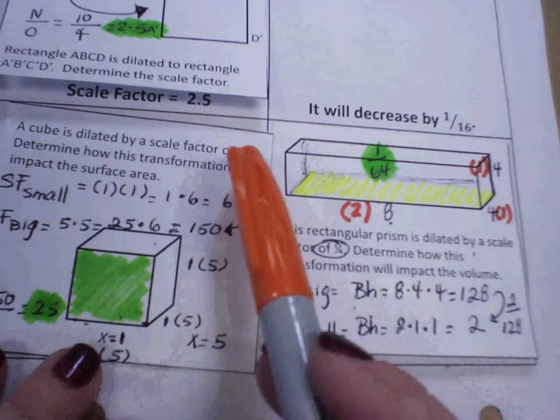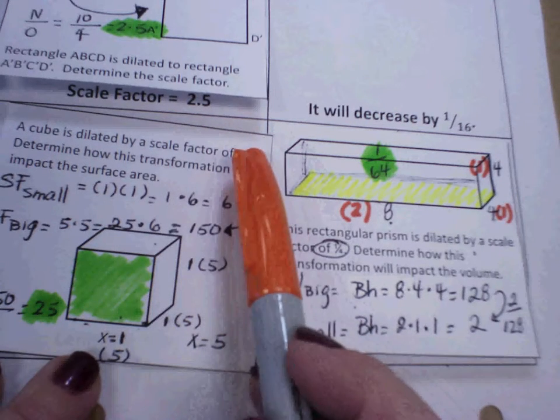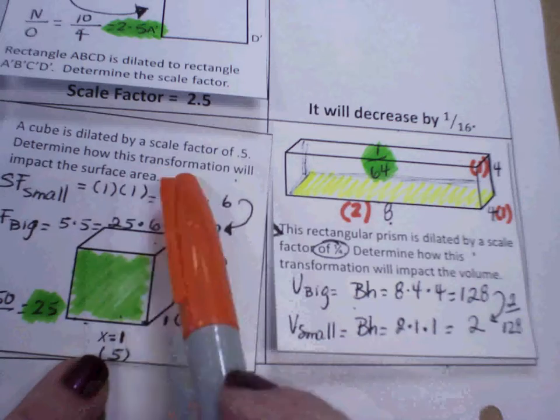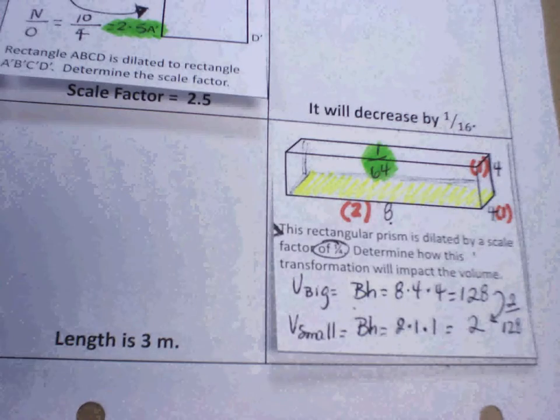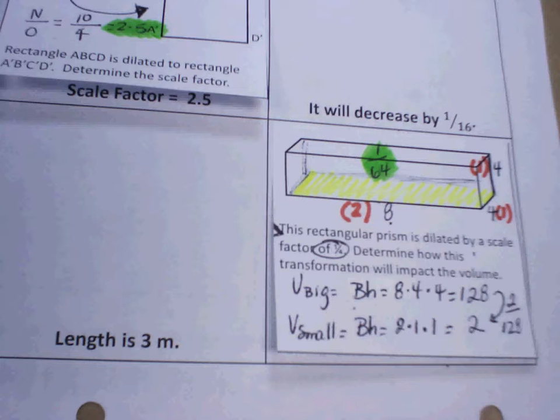So that one goes over here. All right, let me see what we did. I think we did something wrong on this one. Let me go back to this one. It's dilated by a scale factor of 5. Determine how this transformation will impact it. You know, we did it right.